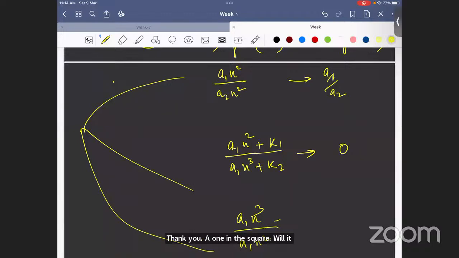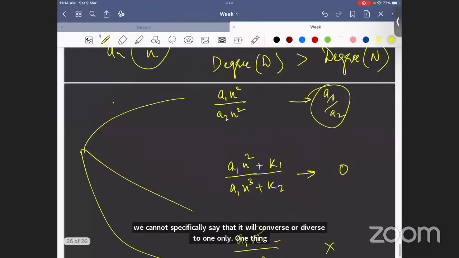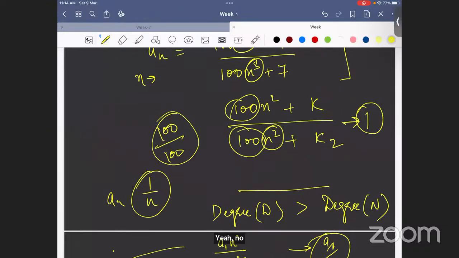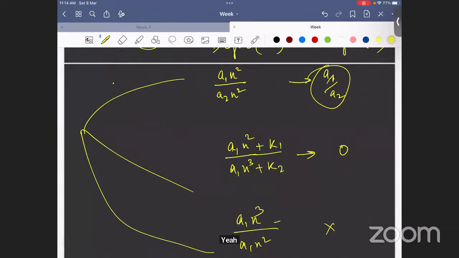So for the first case, would it be divergent? It depends on a1 and a2, right? Yeah, the coefficient, correct. We cannot specifically say that it will converge or diverge to 1 only. It depends, because here we were having 100 upon 100, right? So that's why we told directly.